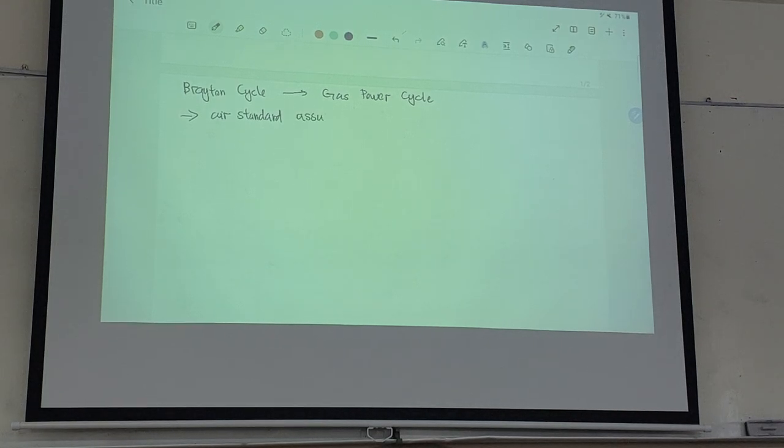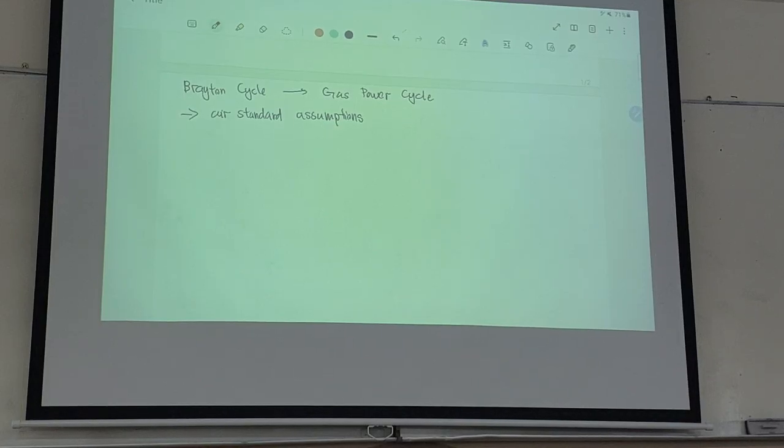I won't go into detail what they are, but you have to know. So we use the air standard assumptions. Basically, we just assume the whole thing is air. There's no combustion involved. Because as you can see from the previous chapter, if the combustion is involved, then the calculation is very troublesome. So we assume there's no combustion, just air.